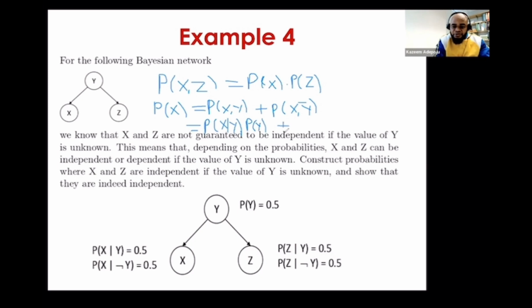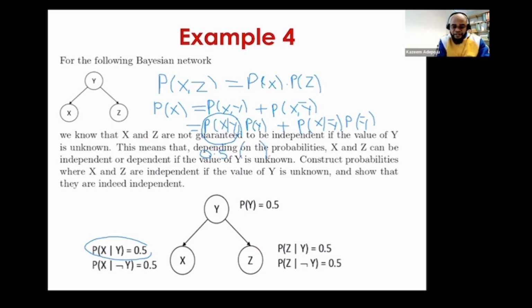I'm actually going to do the same here. The probability of x given y bar, multiplied by the probability of y bar. I think this is super easy. So what is the probability of s given y? That's given, right? 0.5. I'm actually going to plug that in.